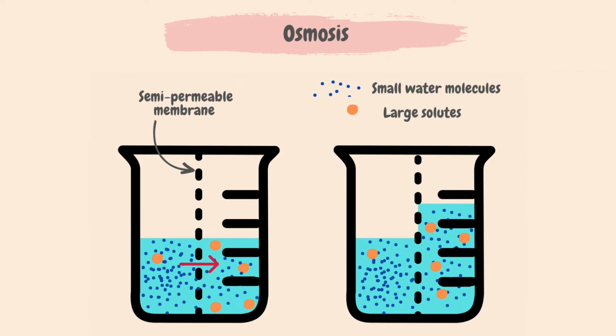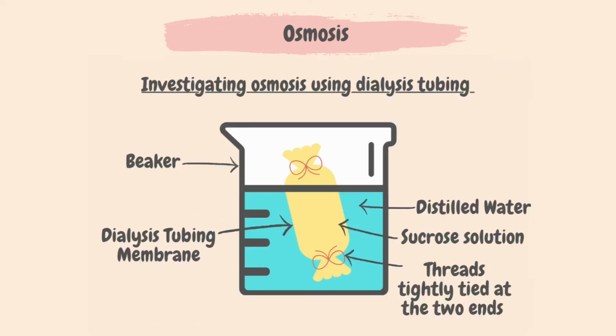Let's investigate osmosis using materials such as dialysis tubing. As you can see, a section of dialysis tubing filled with concentrated sucrose solution has been suspended in distilled water. Dialysis tubing is also known as Visking tubing, and it is a non-living partially permeable membrane. The pores in this membrane are small enough to block large molecules such as sucrose from moving across the membrane, but allow smaller molecules such as water to pass through by osmosis.